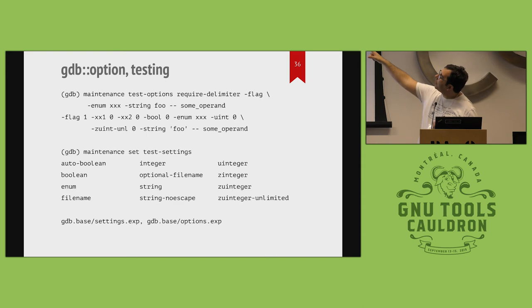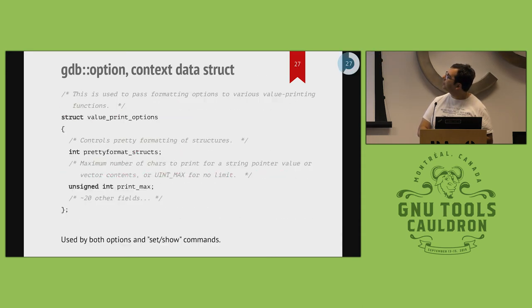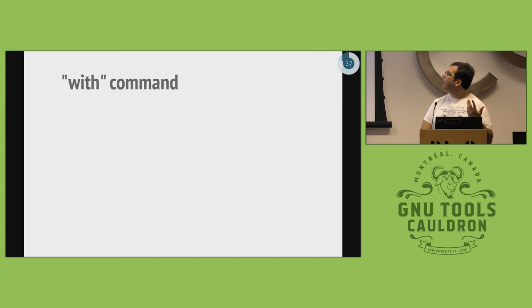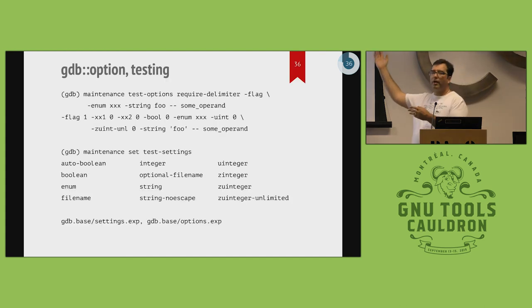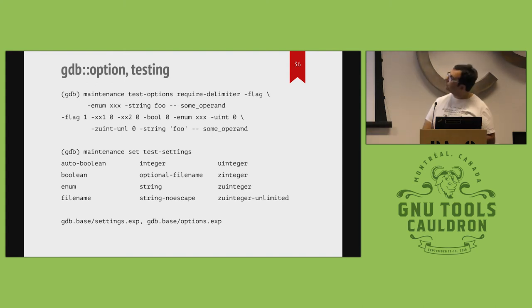And the third word in the command is one of those modes that I mentioned here. Somewhere there's an enumeration. Lost it. Yeah. One of these three. So we have three subcommands. There's maintenance test options require-delimiter, maintenance test options unknown-is-error, maintenance test options unknown-is-operand. So we have everything covered.